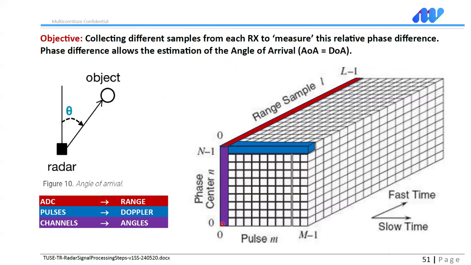Here the objective is finding the angle of arrival. So ADC range, pulses, Doppler channels become angles. And so we have the whole processed data in front of us. And as you can see, that's showing us 3 dimensions. As I said in the previous figure, if you're going for azimuth and elevation, it becomes 4 dimensions.